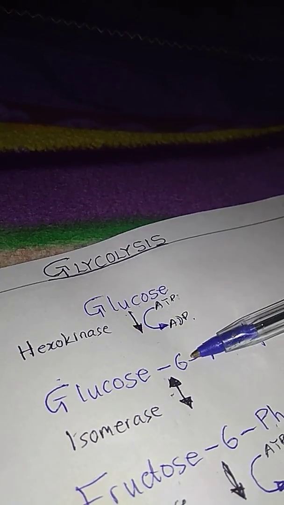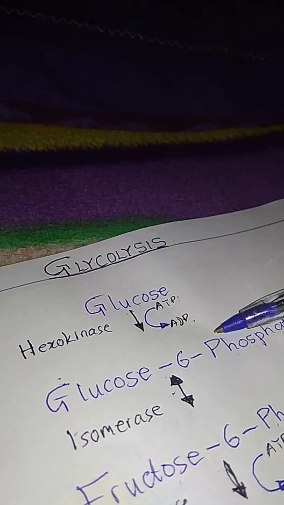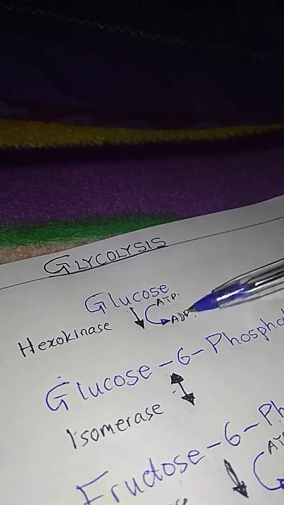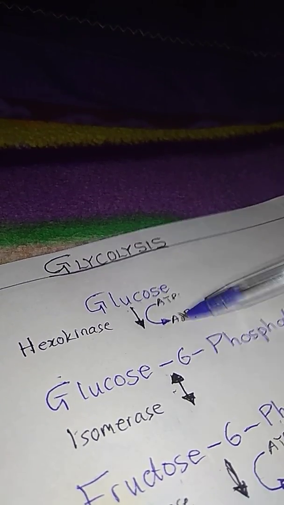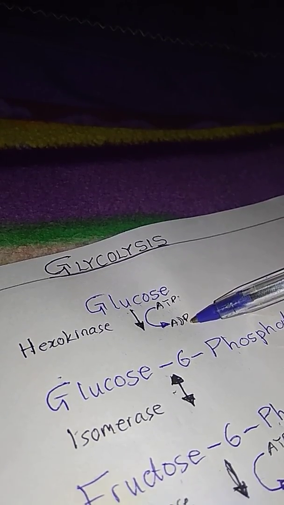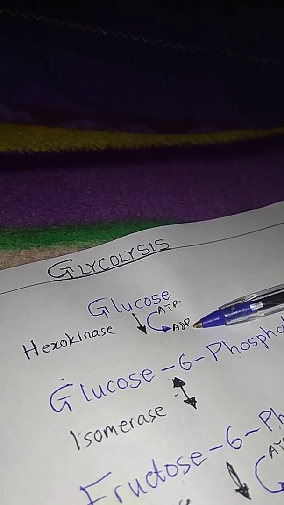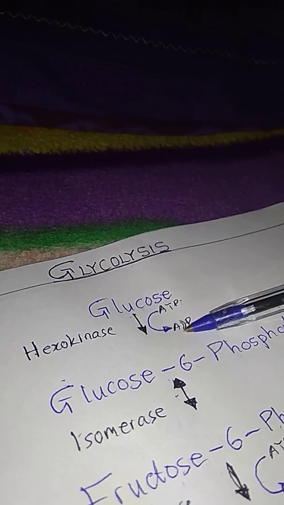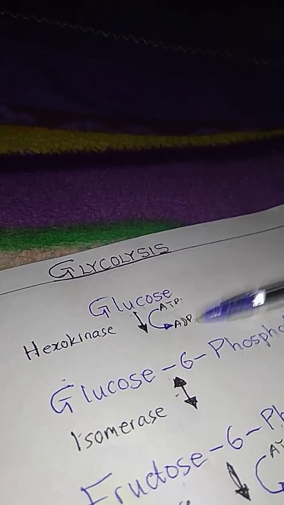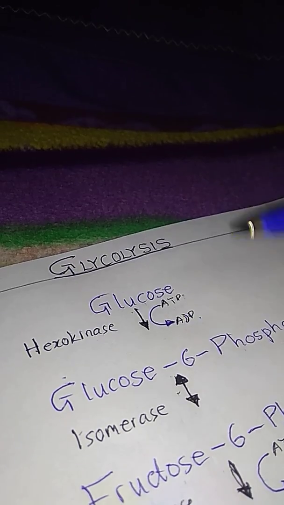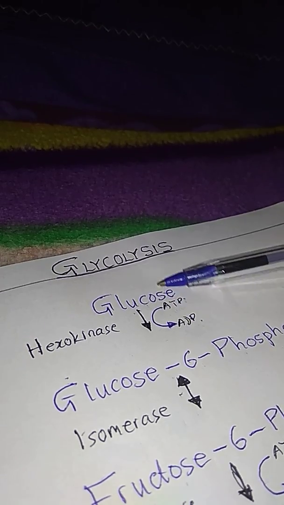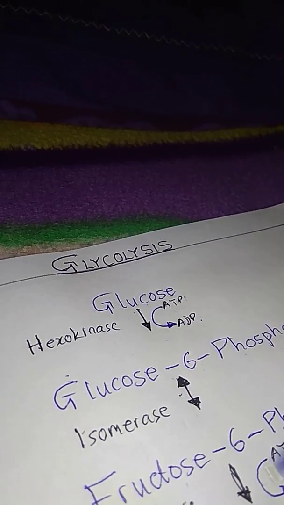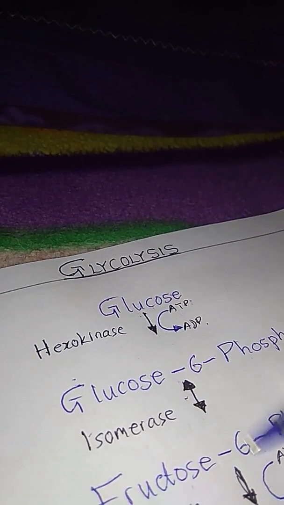hexokinase. During this process, ATP is converted into ADP, that is, adenosine triphosphate will be converted into adenosine diphosphate. ATP contains 3 phosphates and ADP contains 2 phosphates. It means here ATP is being utilized. We know that in the process of glycolysis, ATP is formed, but the first part of glycolysis, that is the first, the second, and the third stage, involves the utilization of ATP. We will see as the process goes on that the first part involves the utilization of ATP.